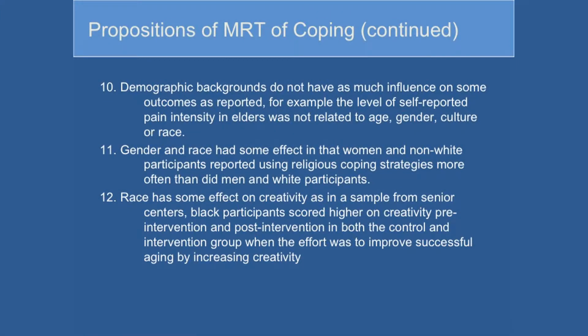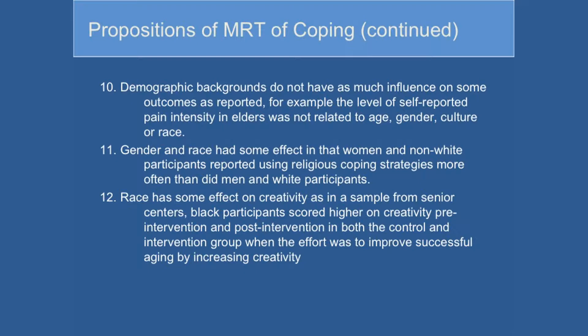The last three propositions then, let me focus on the two that both have demographics. Oh, they all have demographics, but in particular, the demographic backgrounds do not have as much influence on some of the outcomes as reported. For example, the level of self-reported pain intensity in elders was not related to age, gender, culture, or race. And then looking at number 12, race has some effect on creativity.